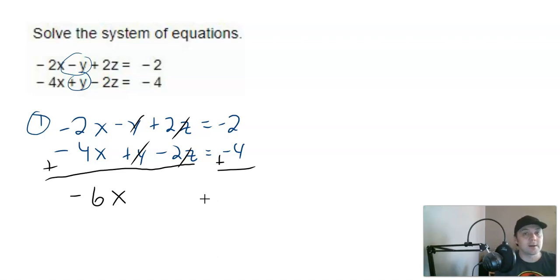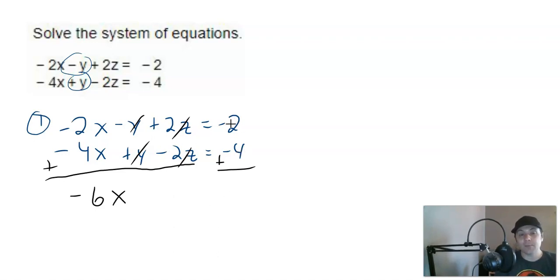Anytime you're dealing with three variables, if you can find a way to eliminate two variables at the same time, that is a shortcut that you should take. So be on the lookout for that. If you find a way to eliminate two variables at once, you should go ahead and do that. It's going to get you to the answer that much quicker. So that just kind of automatically happens here.